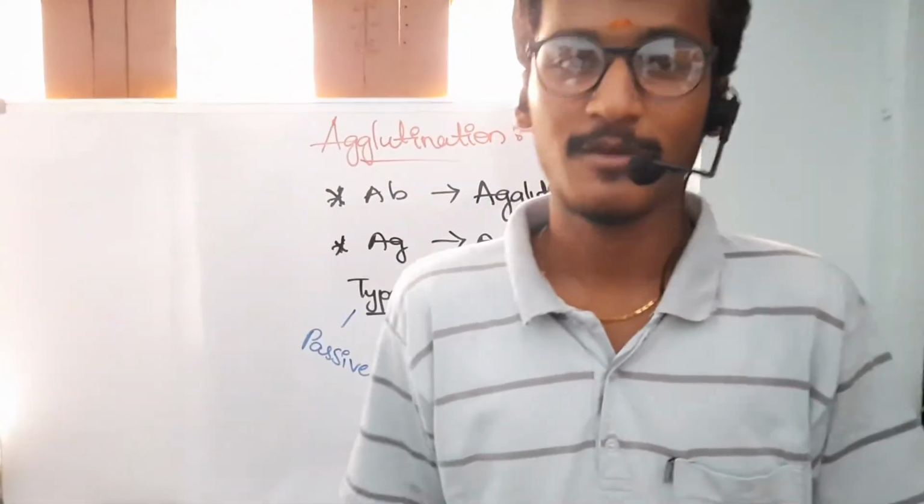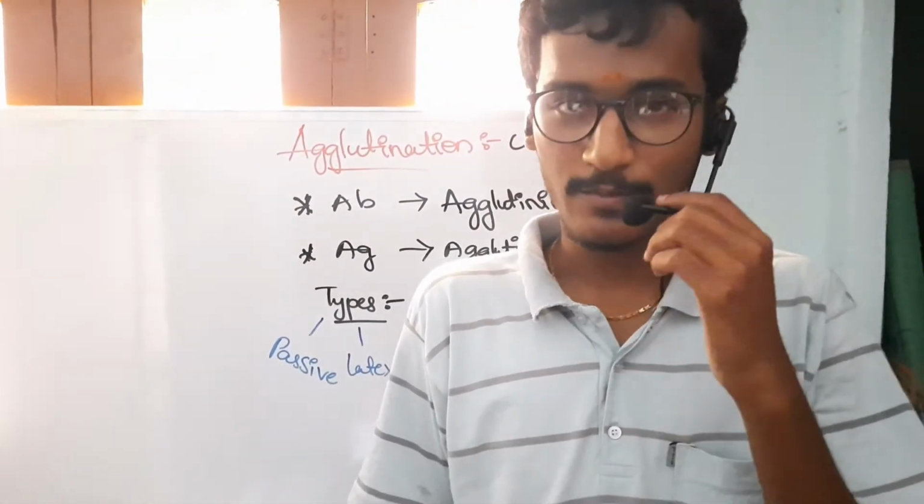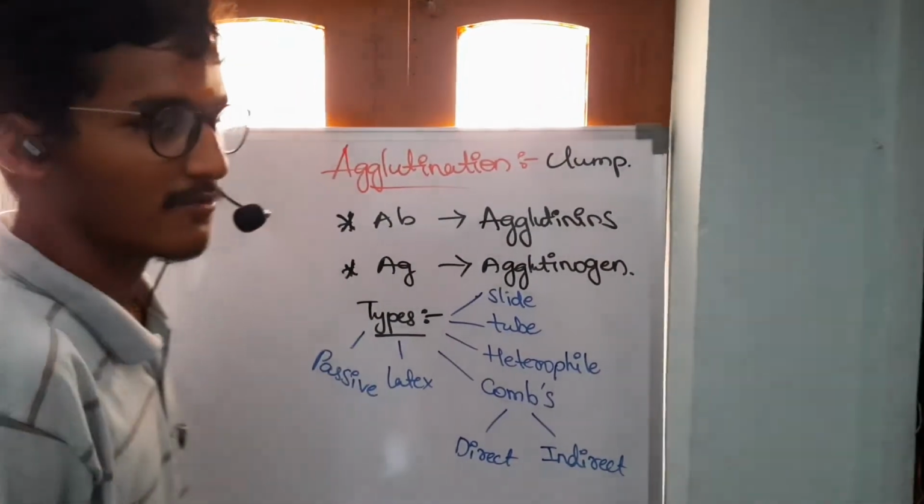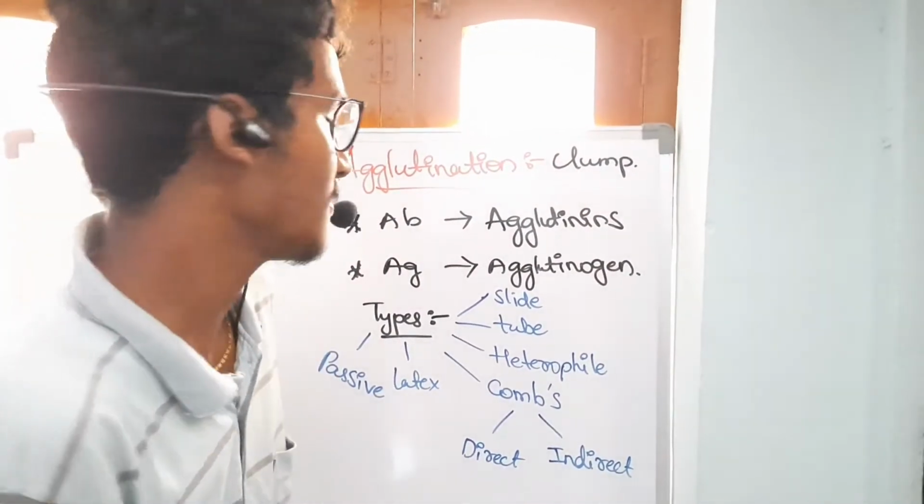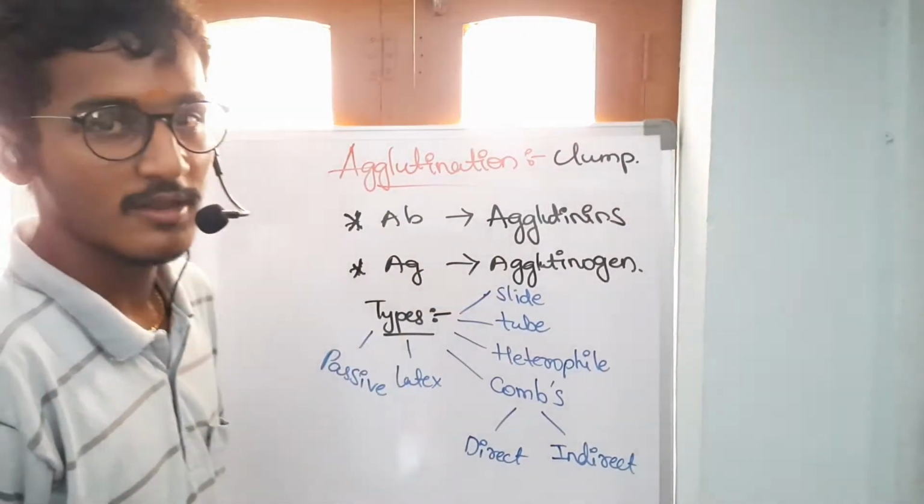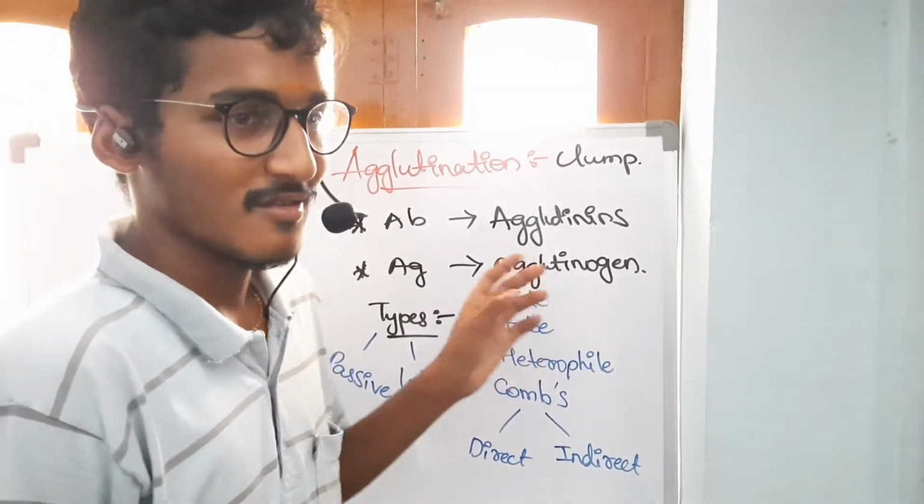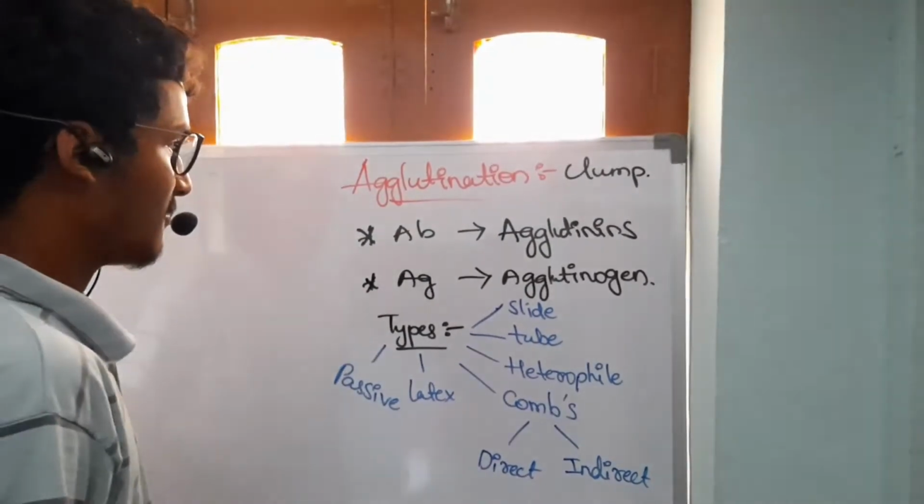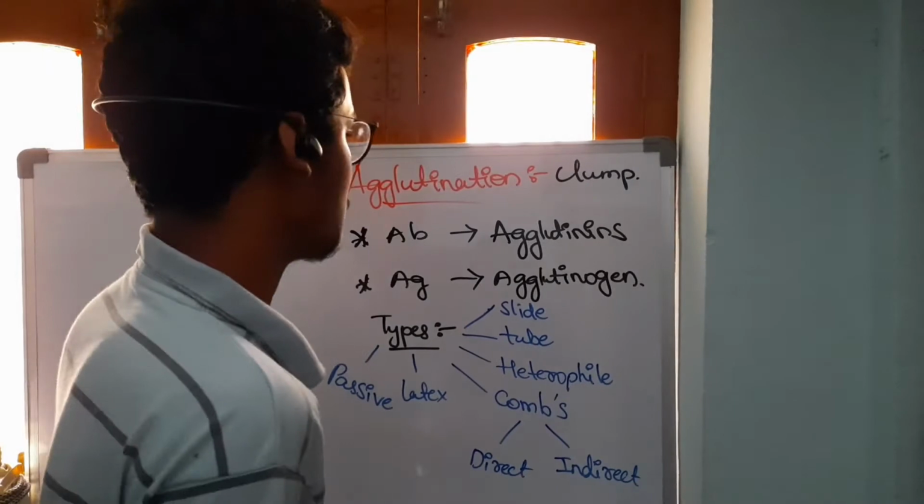Hi friends, today I am here to teach the topic of agglutination reactions. As we have discussed in the previous videos, antigen-antibody reactions are of two types. One is precipitation, the second one is agglutination. What is the definition of agglutination?